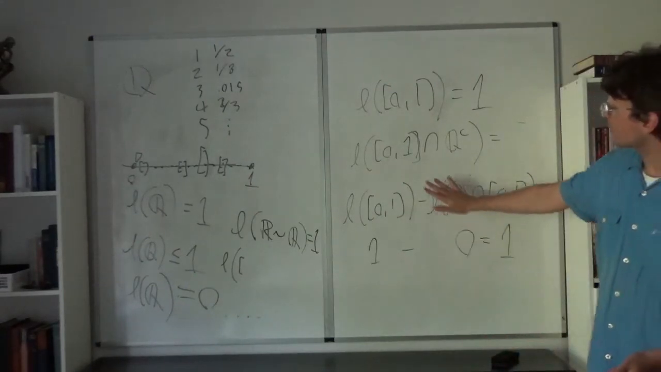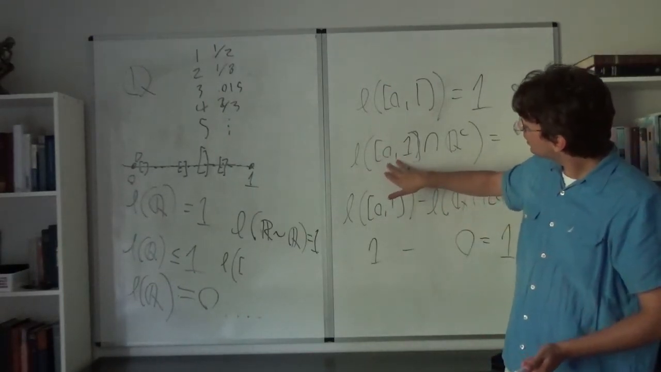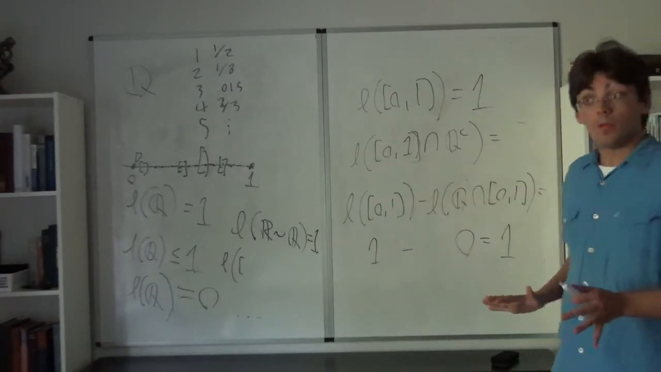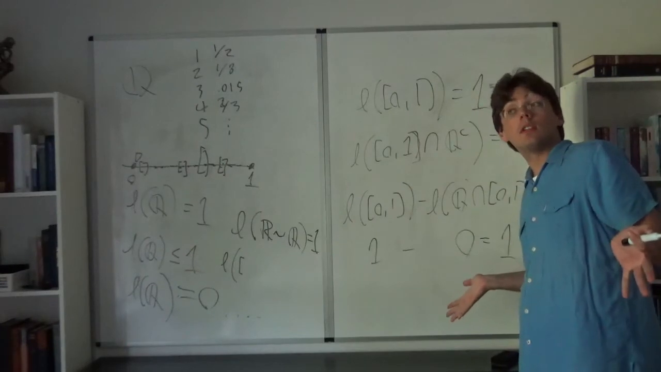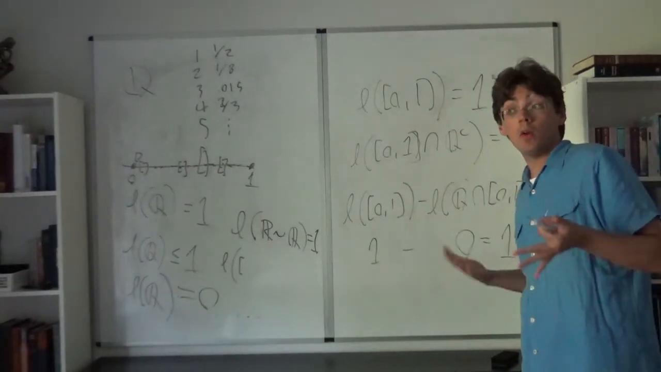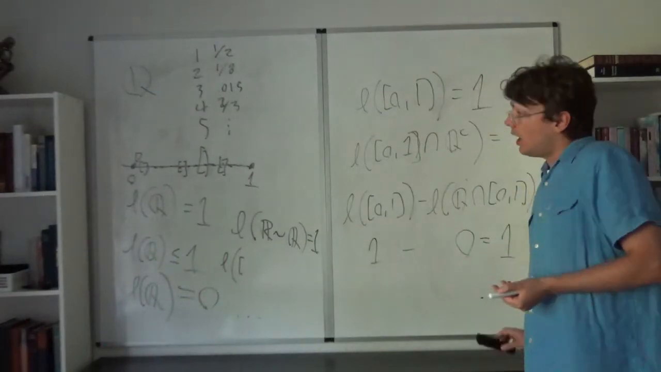So all of the irrational numbers from 0 to 1, that's basically the substance of it. Almost all numbers are irrational, at least if you go by length.